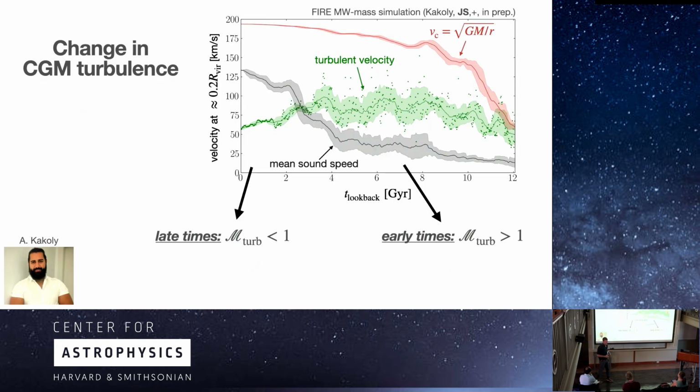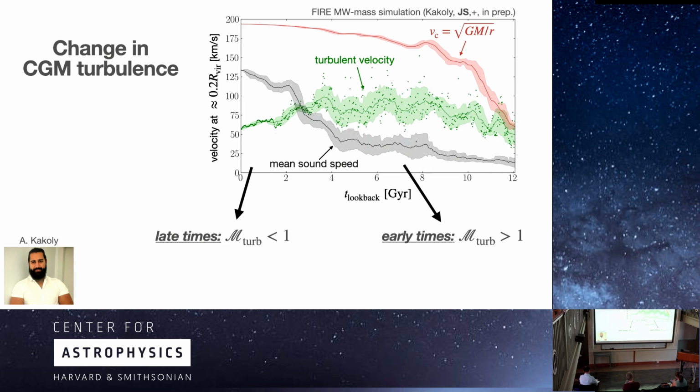One implication is that there's a change in the nature of turbulence in the CGM. You can see this by comparing the turbulent velocity versus the mean sound speed, again measured in gas in a shell at 20% of the virial radius. At early times, when the hot gas is absent, the mean sound speed is very low, which means that the turbulence is supersonic. Only at late times, when the hot gas forms, does the sound speed become larger than the turbulent velocity, and the turbulence becomes subsonic.